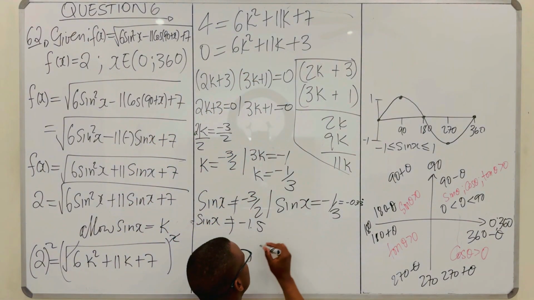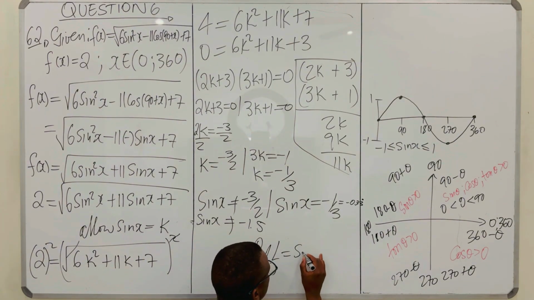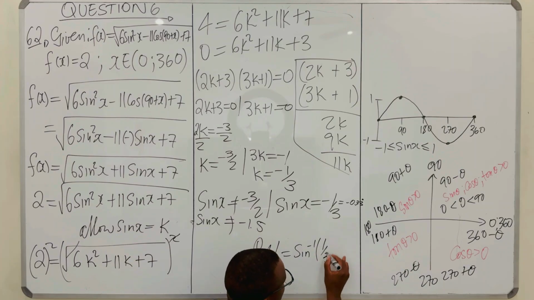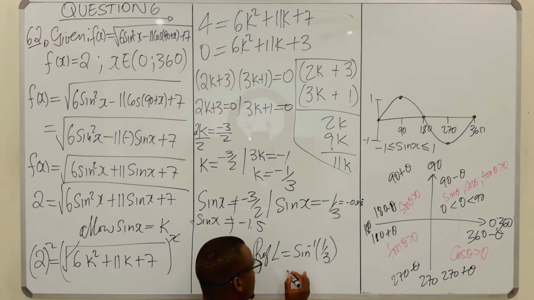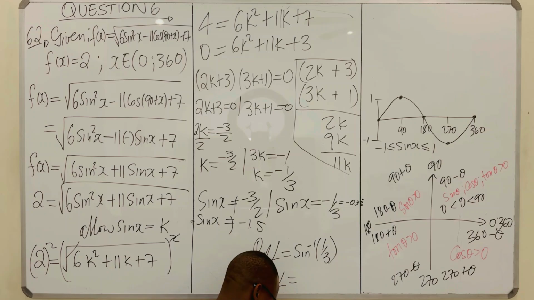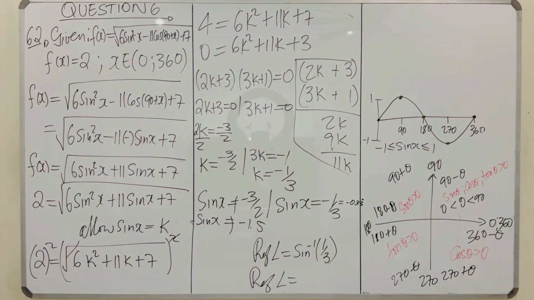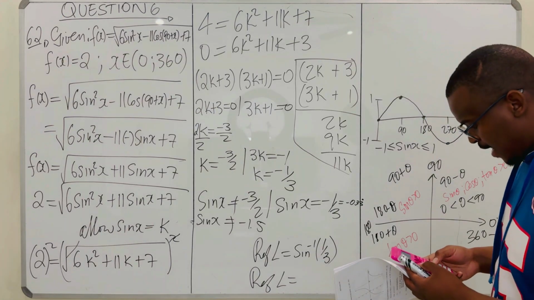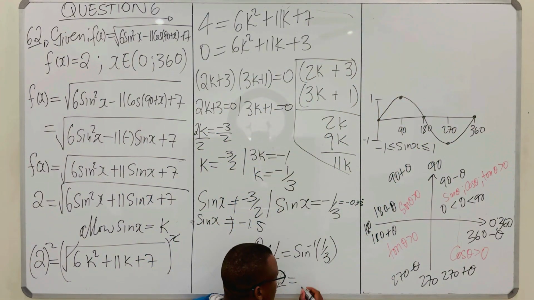So what we need is the reference angle. It's going to be arc sine 1 over 3. Not the negative 1 over 3, just 1 over 3. So our reference angle is equal to the answer to this. What is the answer to this with our calculator? Let's say arc sine 1 over 3 is equal to 19.47. So this is our reference angle.